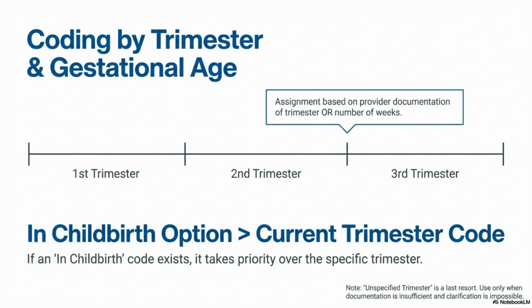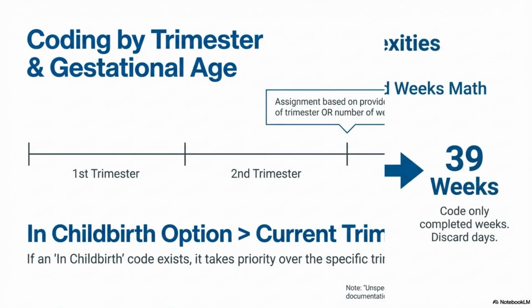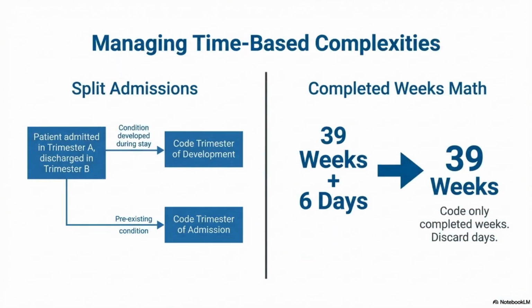There's a special rule you must always remember. If a code has an in-childbirth option, that code takes priority over the trimester-specific option. So even if the patient is in the third trimester, if the condition is documented during childbirth, you select the in-childbirth code. Obstetric encounters often span multiple days or even multiple trimesters.